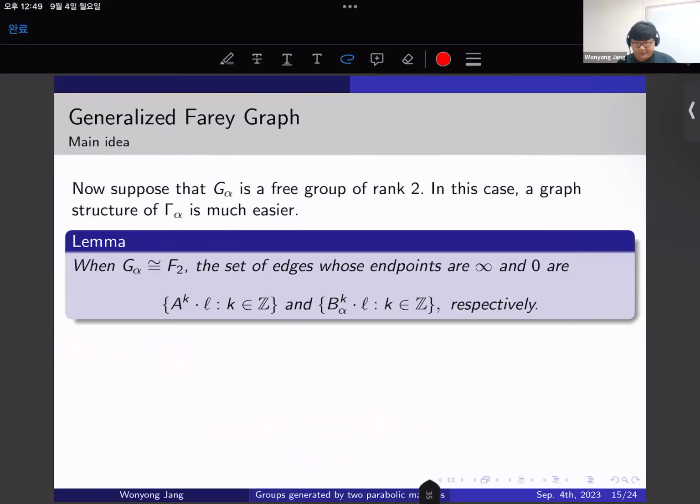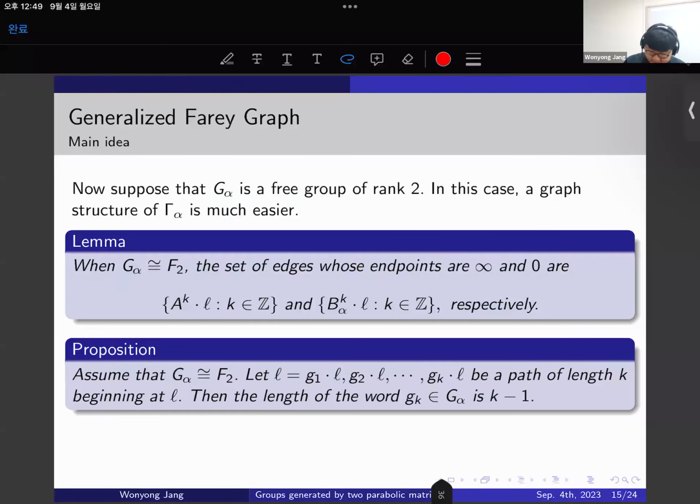Now we'll try to prove the converse. Now assume G alpha is linked to free group, and then the following lemma is known. Actually it is not important, so I will omit it. And from this lemma, we can prove the following proposition.